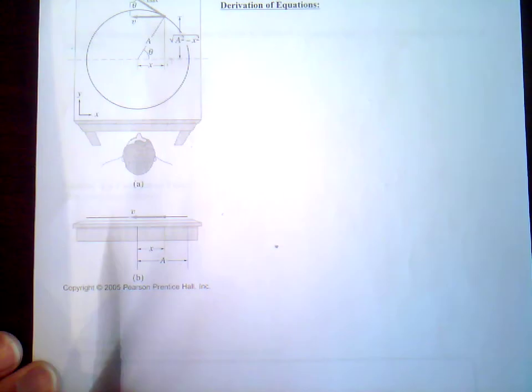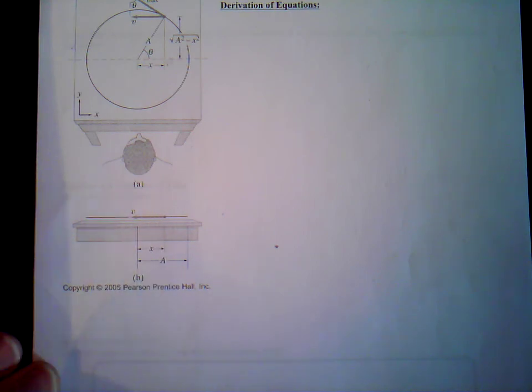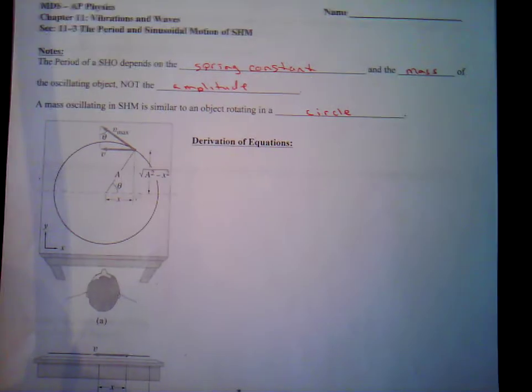If we look at it on a side view like this down here, we would rotate this table 90 degrees. We're looking at it straight on. This mass would look like it's oscillating back and forth like this, just like it did in the video with that yellow marker cap that was spinning on that turntable. So let's take a look.